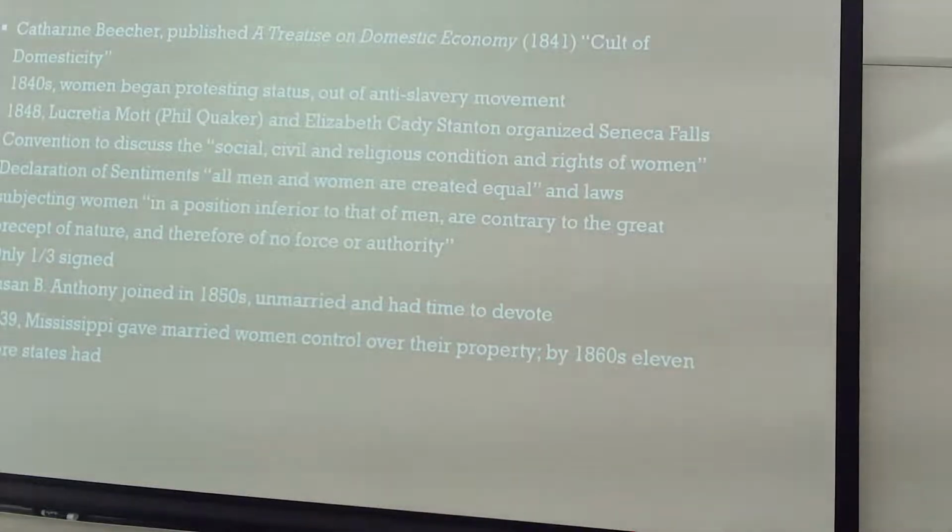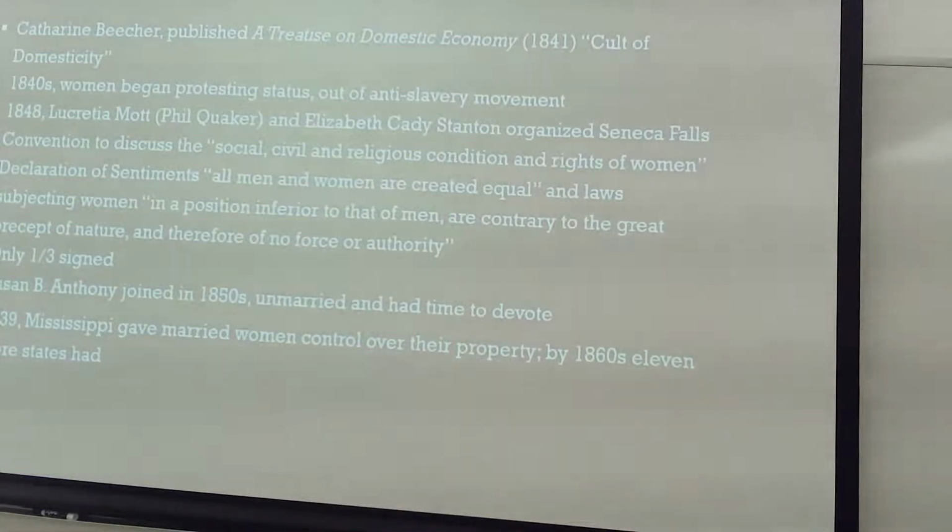Even though there were a lot of women there, I want to say close to, I didn't write the number down. Let me see if I can find it real quick. There were several hundred. I don't think there were close to 1,000. Yeah, there were almost 1,000 delegates. Only a third had the courage to sign the document. But that's still over 300 women.